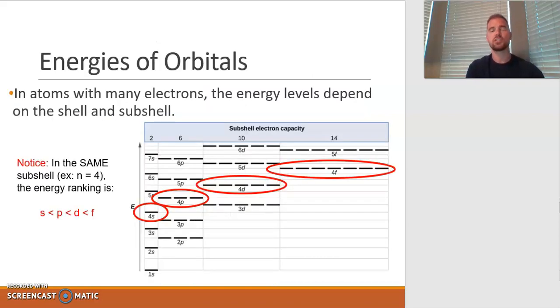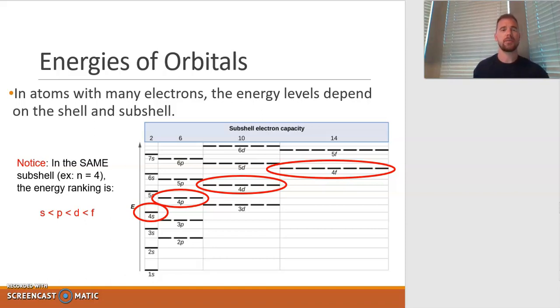So first of all, let's talk about the energy of orbitals. So far we've been talking about this idea that the further you go from the nucleus, the higher in energy those electrons are. And that's true. But it's not necessarily always an exact increase, and sometimes there's a little bit of oddity that we have to account for. In atoms with many electrons, which is basically more than just hydrogen, the energy levels depend on the shell, which we knew, but also the subshell, which is the shape.